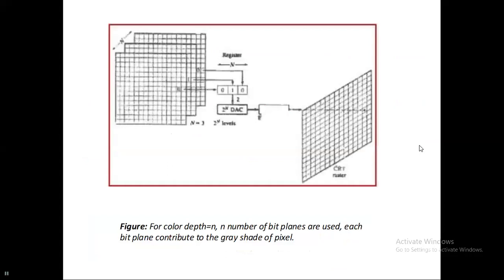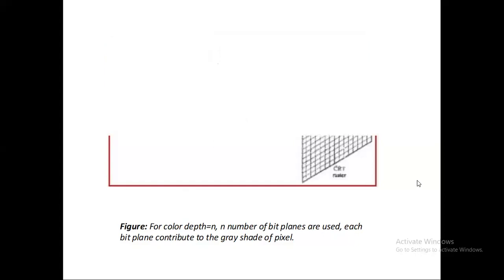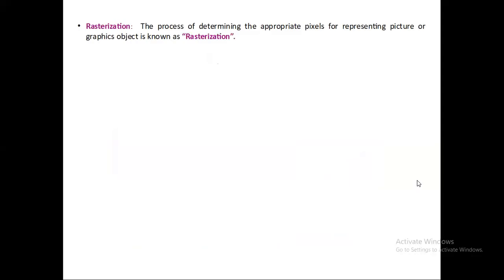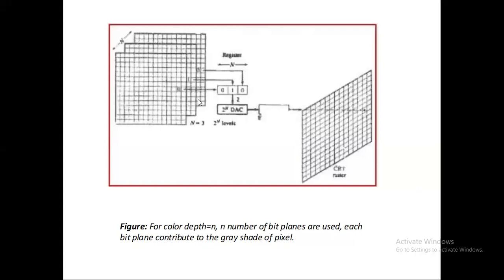Now, what is this frame buffer? Now, we know that a frame buffer is a digital device. Okay. Now here for color depth N, I'm saying that N is the color depth. So N number of bit planes are used, and each bit plane contributes to the gray shade of the pixel. Okay. Now this frame buffer is the digital device.